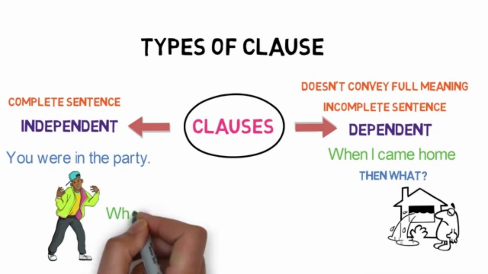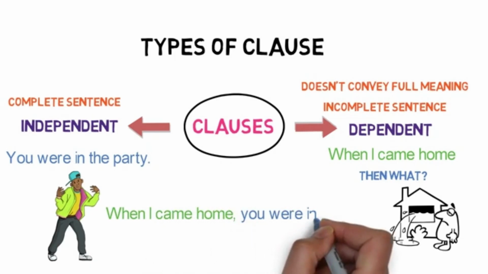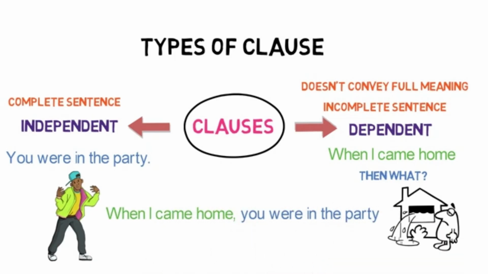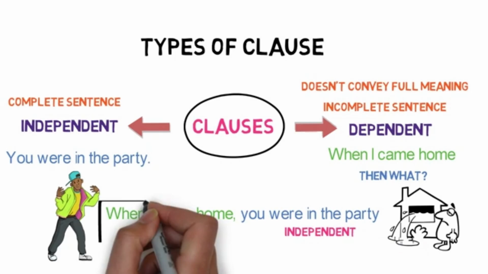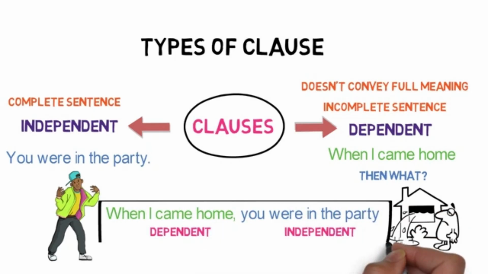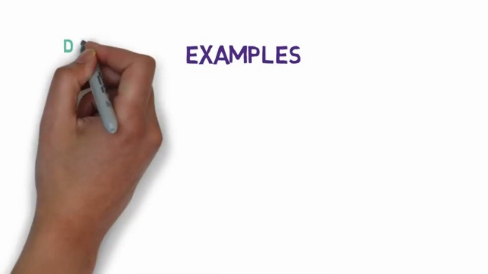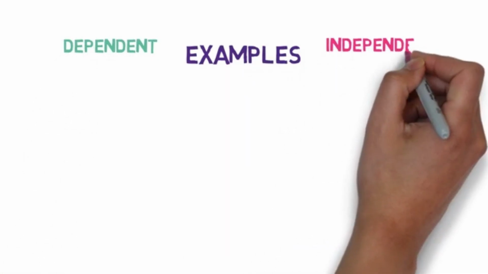Now if I say when I came home you were in the party, that's a complete sentence with one dependent clause and one independent clause. So we have the combination of dependent and independent clause to make a meaningful sentence. Let's look into some more examples of dependent and independent clauses.